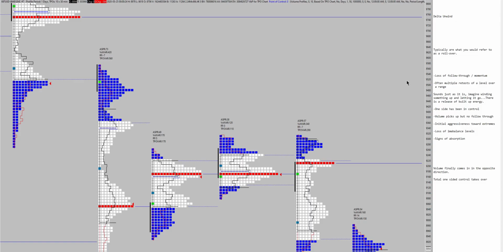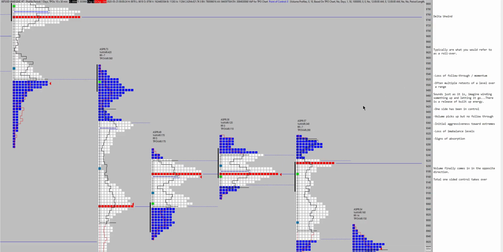Okay, so it sounds just as it is, as I said, right? Imagine unwinding something that has a lot of pent up energy. One side has been in control for this short period of time, but ultimately is unable to follow through. We see the initial aggressiveness towards the extremes. Okay, we went over that. And then there's a loss of these imbalance levels. So first there's a sign of absorption, then there's the loss of the imbalance levels, which ultimately are what we use as a trigger. And then you see an influx of volume in the opposite direction.